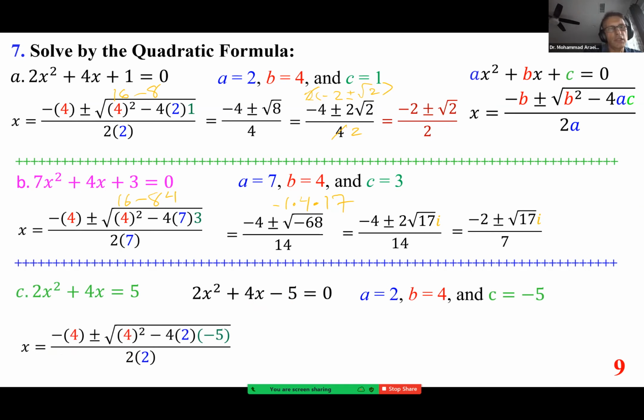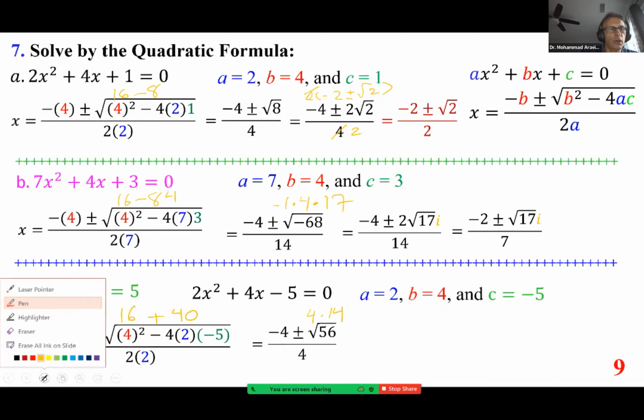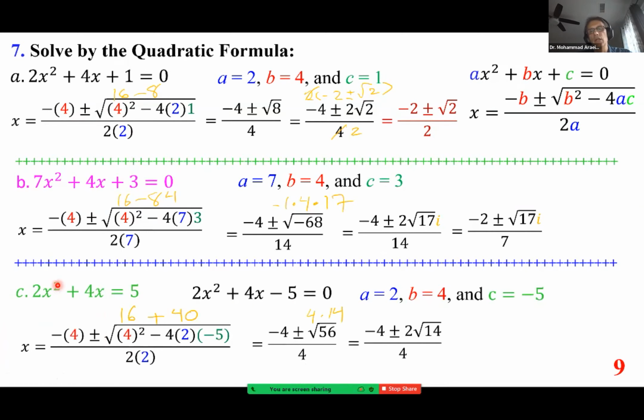So we have 16 plus 40, which gives us 56 under the radical. This is the product of 4 and 14 again. 4 comes out as 2. The 2 drops because you take a common factor of 2. This changes to -2. This goes away and this becomes 2. And that's the final answer for here.